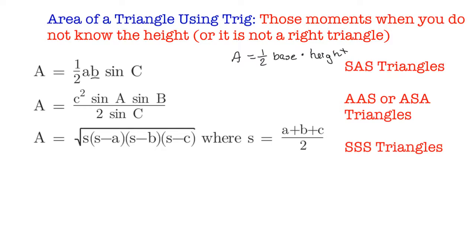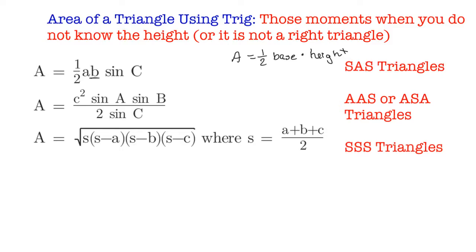So the b actually represents the base of the triangle, and then a times sine of c is equal to the height. We also have this formula here of c squared times sine of a times sine of b over 2 sine of c, anytime we have angle, angle, side, or angle, side, angle. And then we have this one.